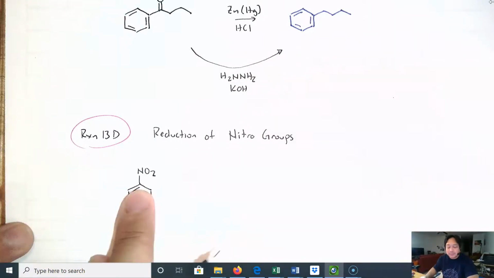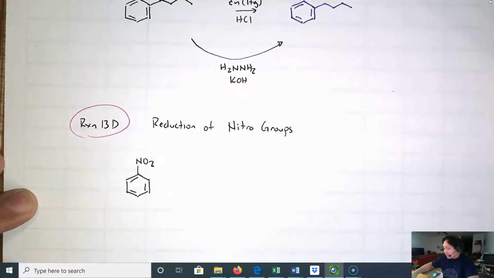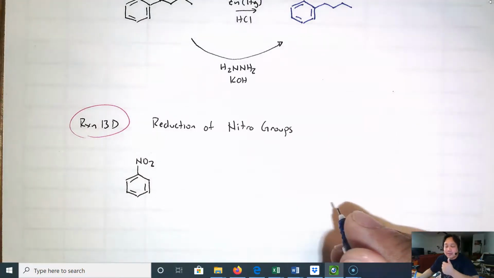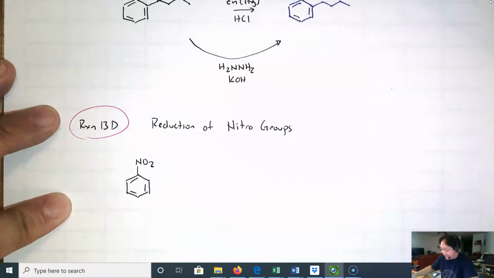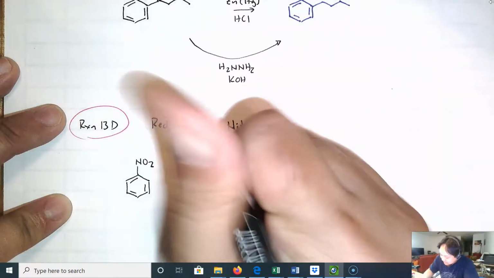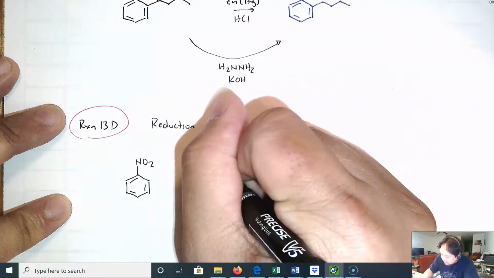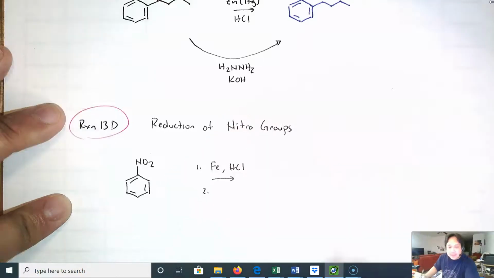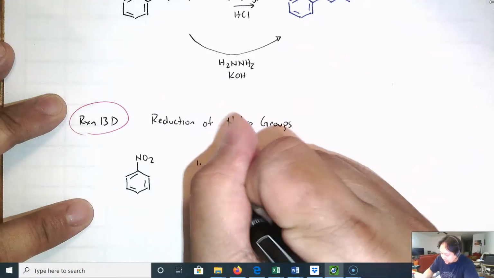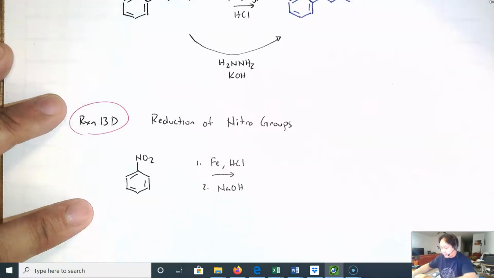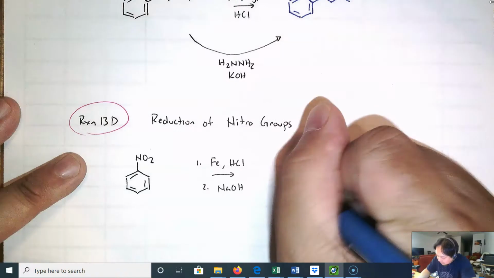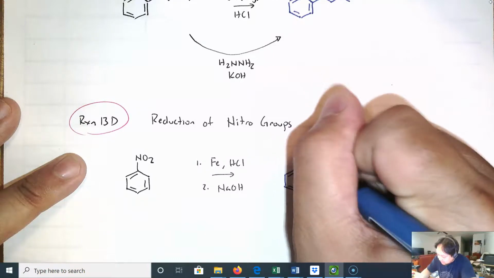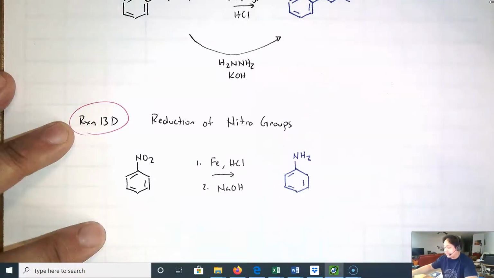A nitro group is NO2. And what we're going to do here is we're going to make an amine. We're going to do this by first reacting with iron and HCl. And then the next reaction would be a little bit of base. And you'll see why in just a bit. We reduce that nitro group to an amine, NH2. Okay. So there's a couple things here.